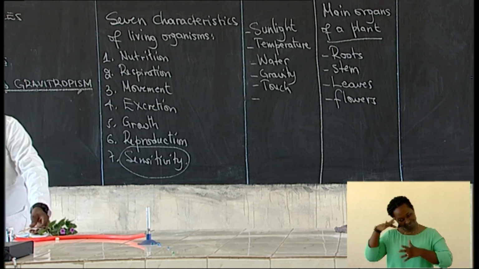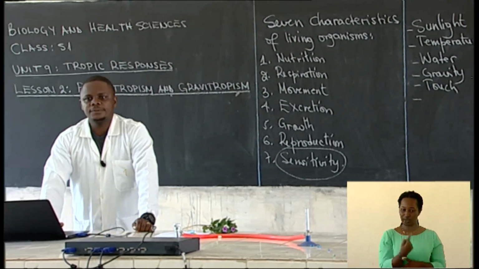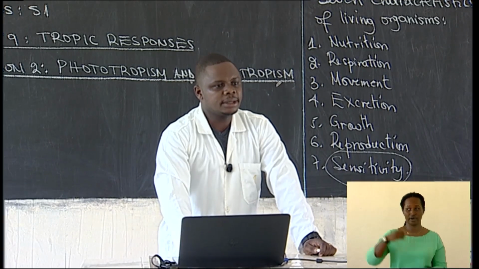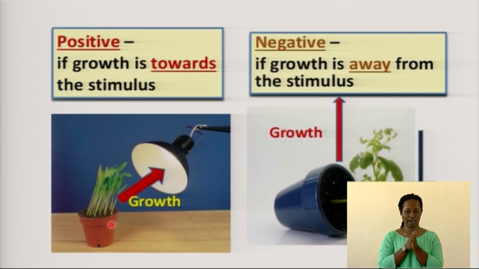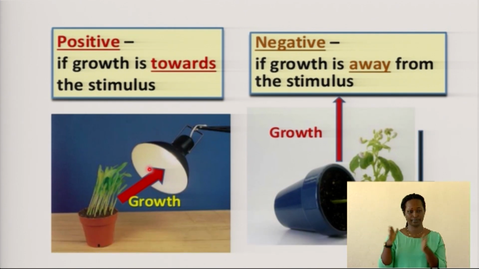Dear students, let us say we have sunlight here, and then in the bucket we have plants. As you see, these plants are growing, or they are moving towards light. And this is what we call positive tropism, because the plant organs are moving towards the stimulus.